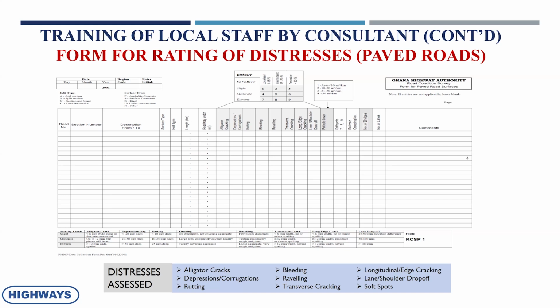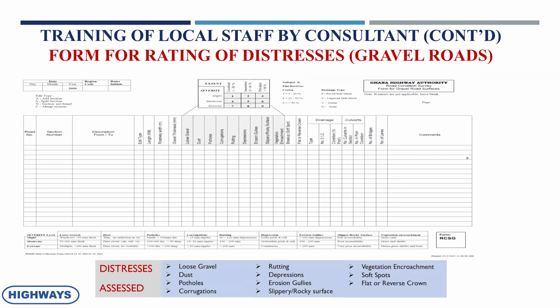So we had one form for paved roads, and by paved I mean the surface dressed roads, and then asphaltic concrete roads, and then cement concrete pavements. Then we have another form for gravel roads. So for gravel roads, the distresses that were assessed included loose gravel, the dust that is emanated. We look at potholes, we look at corrugations. We also look at rutting, depressions, erosion gullies, slippery or rocky surfaces. Then we also look at the vegetation encroachment, the soft spots, and then reverse or flat crowns. So if the crown is flat, we also assess it.